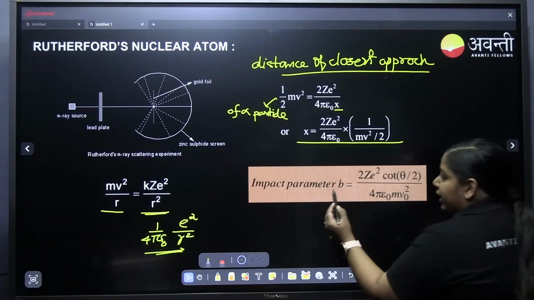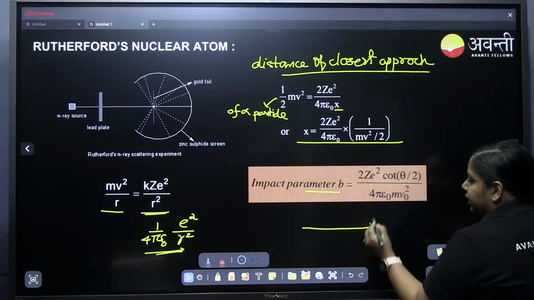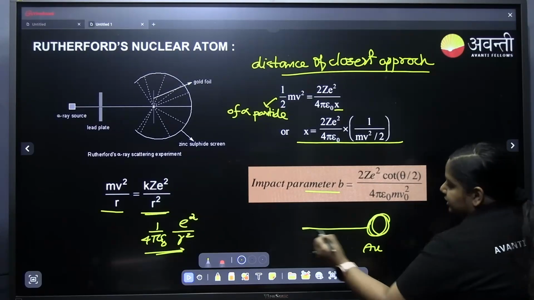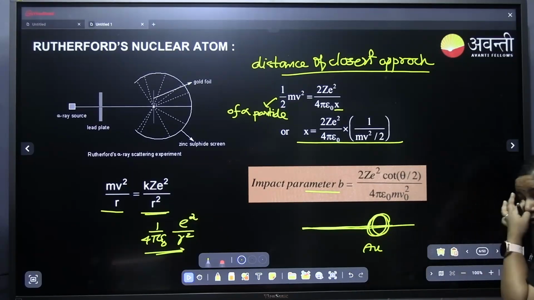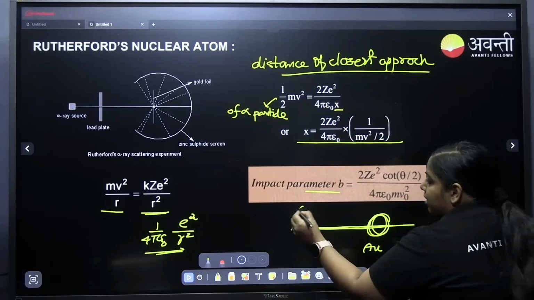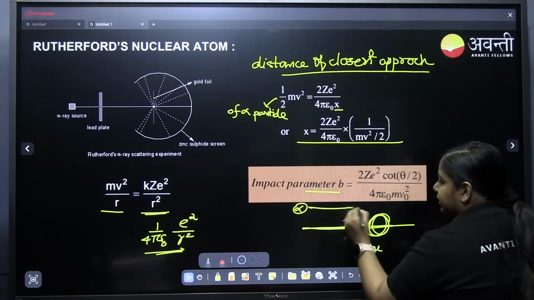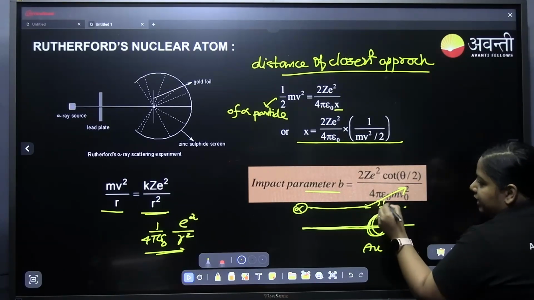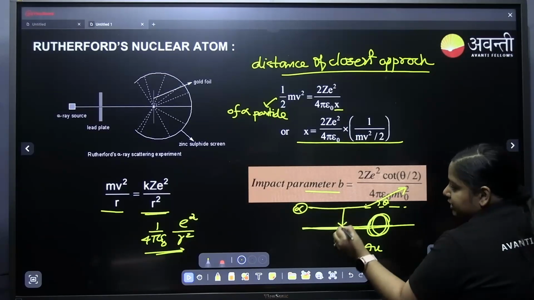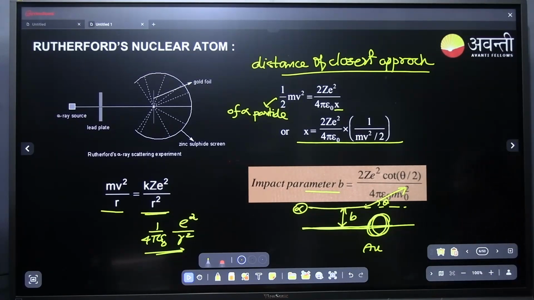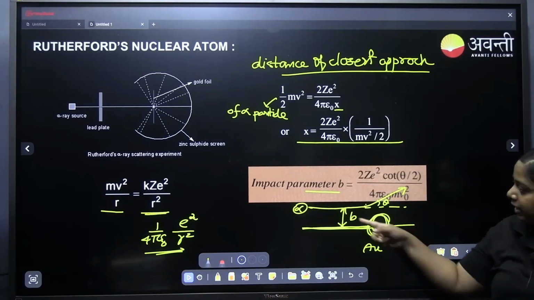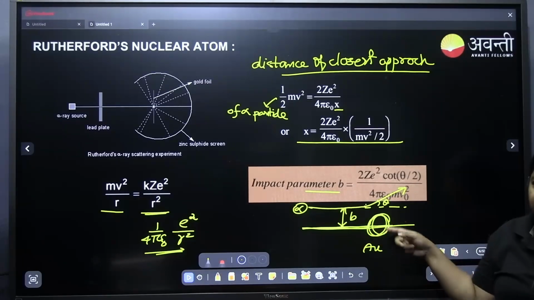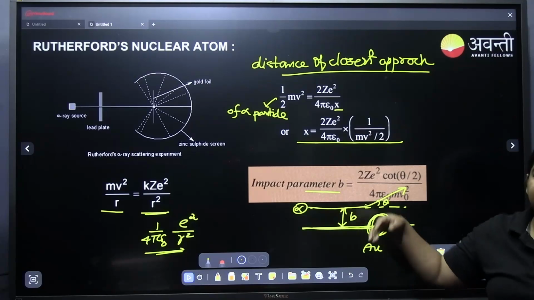Okay. Next is impact parameter b. Impact parameter means if this is the nucleus, gold nucleus, and this is the line through the center. Let's say our alpha particle is coming in this direction. On reaching here, it will deflect and go in this direction. This angle is theta, and this distance is the impact parameter b. The angle of deflection is theta. The distance between the line of the alpha particle and the center of the nucleus is called the impact parameter.